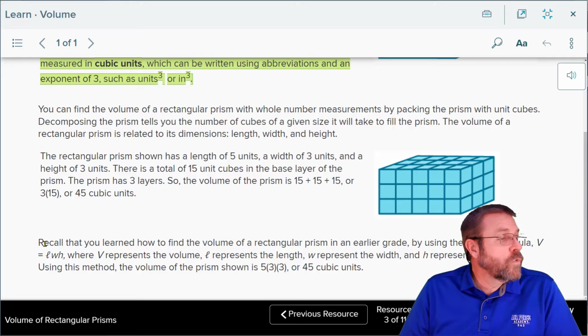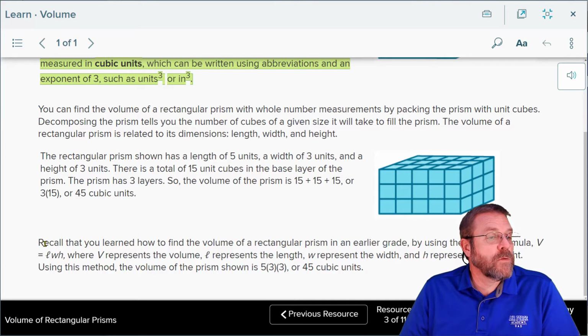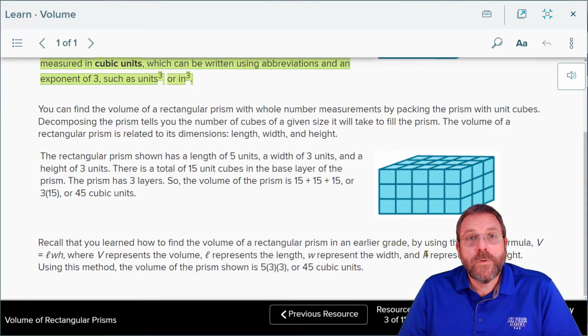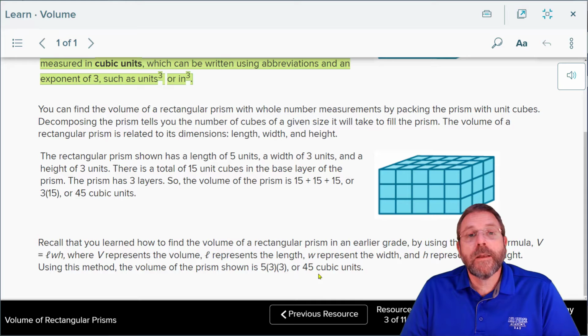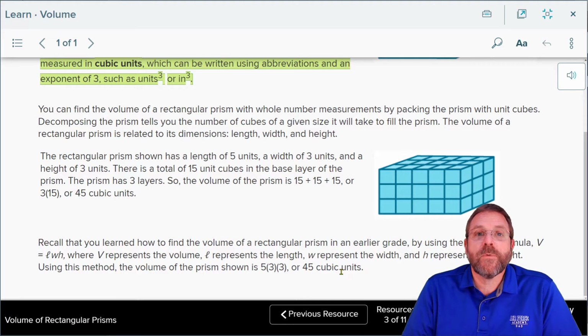Recall now that you learned how to find the volume of a rectangular prism in an earlier grade by using the volume formula V is equal to length times width times height. So apparently you did this back when you were in 6th or 5th grade, where capital V represents volume, little l represents length, little w represents width, and your little h represents the height. And using this method, the volume of the prism would be shown as 5 for length times 3 for width times 3 for height, which is going to give you the same 45 that we found the other way.